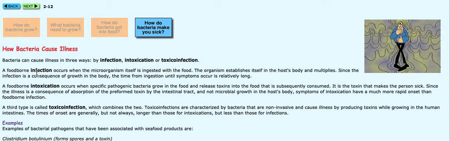A foodborne infection occurs when the microorganism is ingested with the food. So like you eat the food, and then the organism establishes itself in the host body and multiplies. And since the infection is a consequence of growth in the body, the time from ingestion until symptoms occur is relatively long. The rest of this we really won't talk about in class.